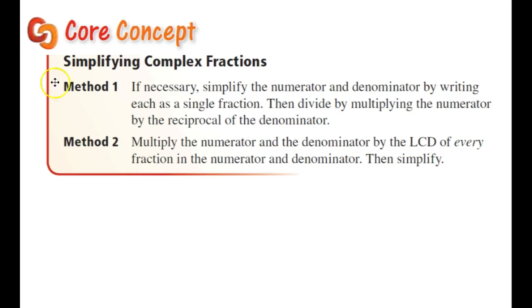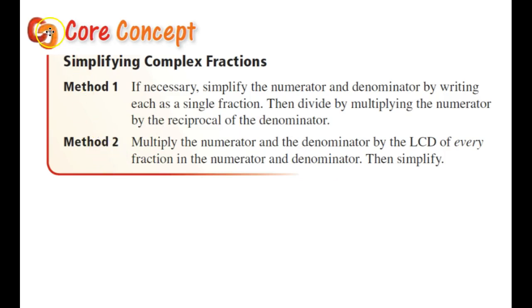So now we're going to be looking at complex fractions. Okay, this is our third learning target. So there's a couple of methods that we can do to simplify these complex fractions. One of them is simplifying the numerator and the denominator by writing each one as a single fraction. And then you divide, and when we divide fractions, we multiply by the reciprocal. Or the second method is I can multiply the numerator and the denominator by the lowest common denominator of every fraction in the numerator and denominator, then simplify.